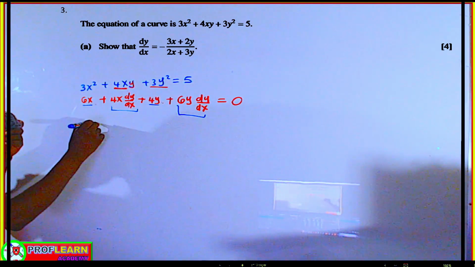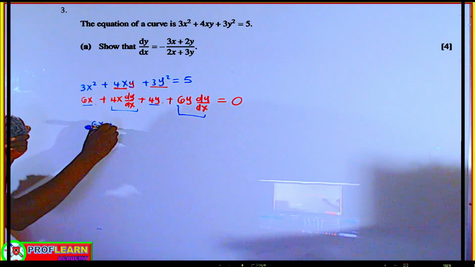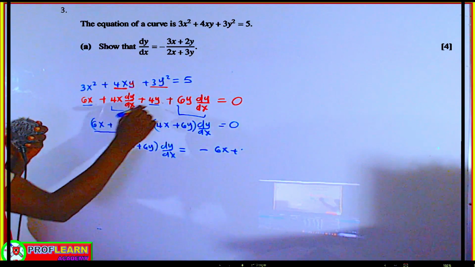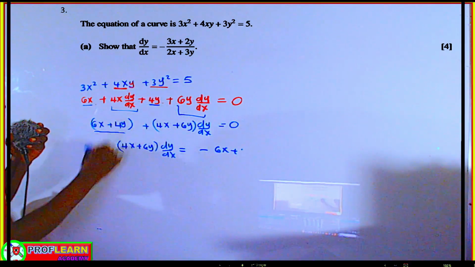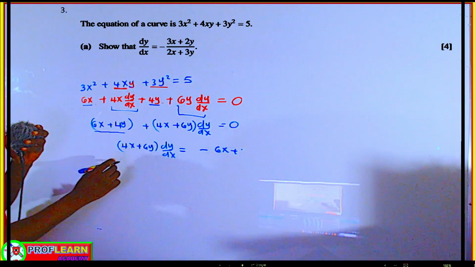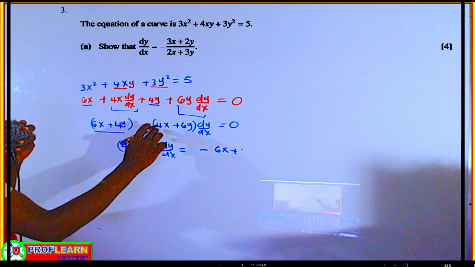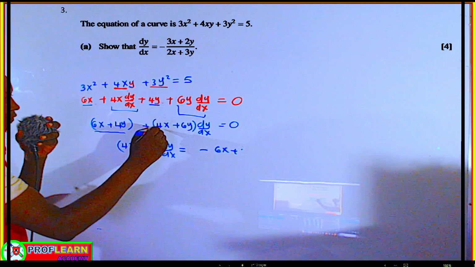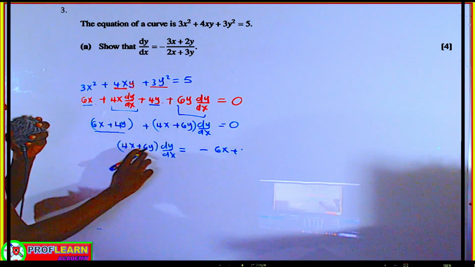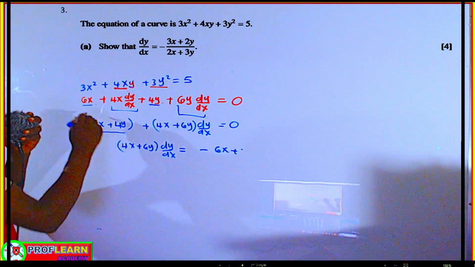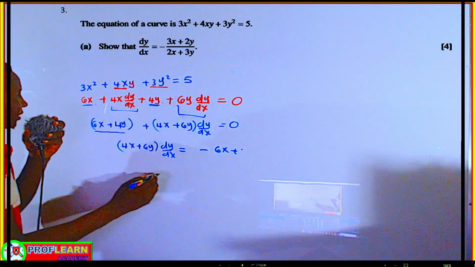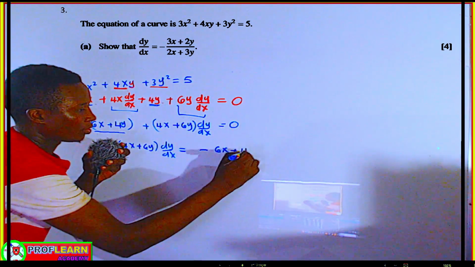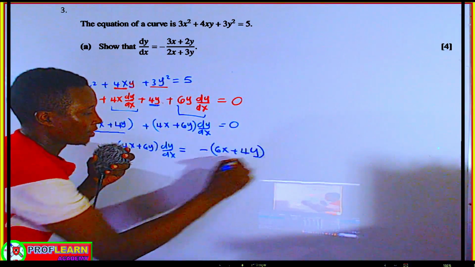So this is going to be 6x plus 4y, from this point, 4y. Okay, let us not mix things. 4x plus 6y is this, and 6x plus 4y is here, the one that we are taking to the other side. So this is going to be 4y at that given point.